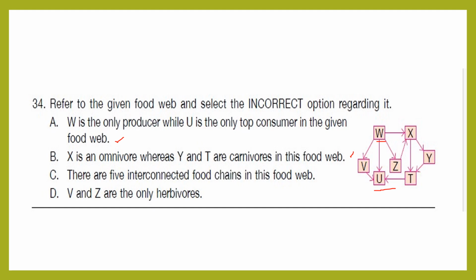Statement 3. There are 5 interconnected food chains in the food web. This option is incorrect because there are not 5 interconnected food chains. Only 3 are there. V and Z are the only herbivorous. V feeds on W and Z feeds on W only. They do not feed on any others. So V and Z are herbivorous. So our answer is option C because we have to find the incorrect statement.